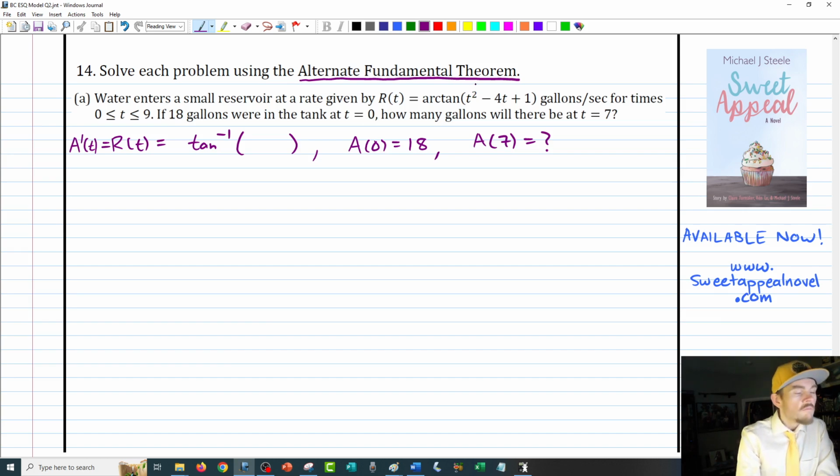If you take a whiff, you can hear that thing cooking beautifully over in the kitchen. So we're going to use the alternate fundamental theorem, no differently than I might use cayenne pepper in something.